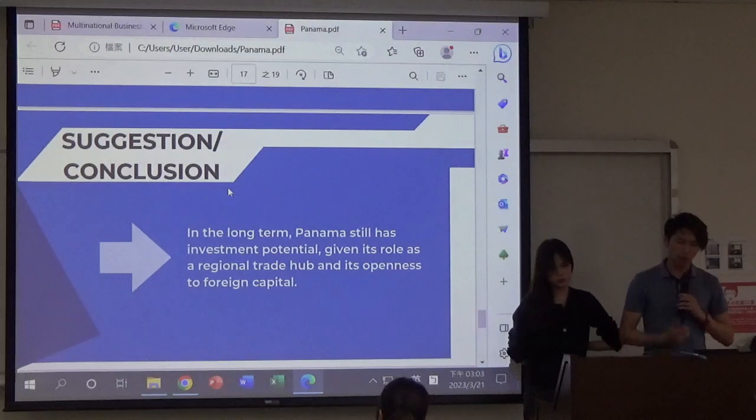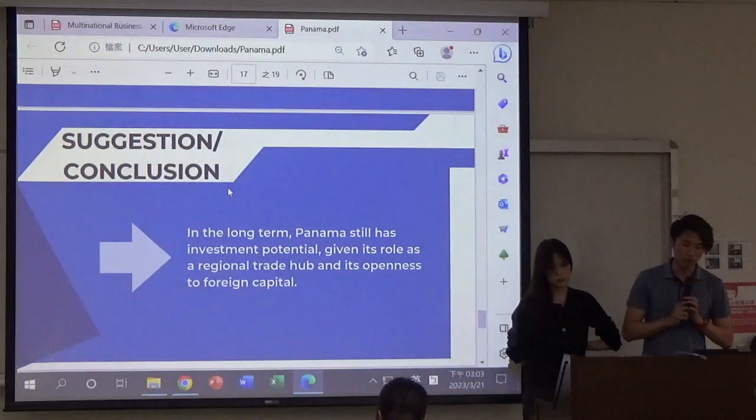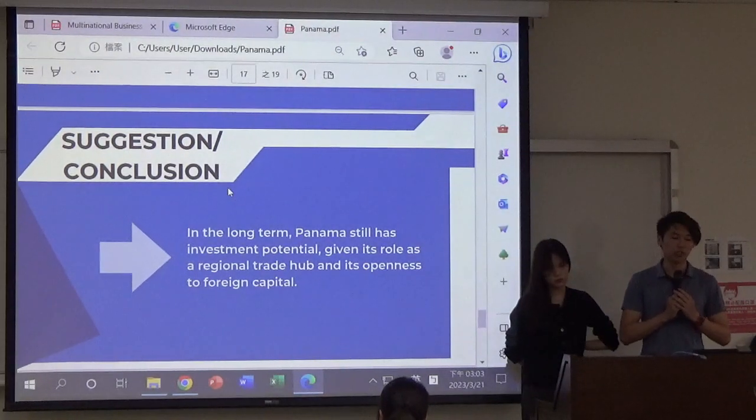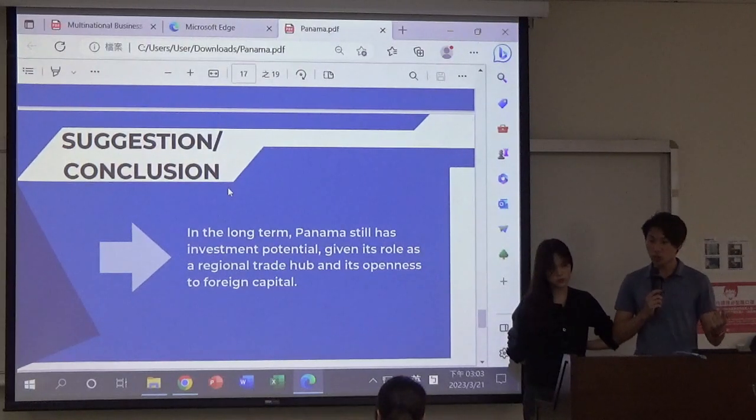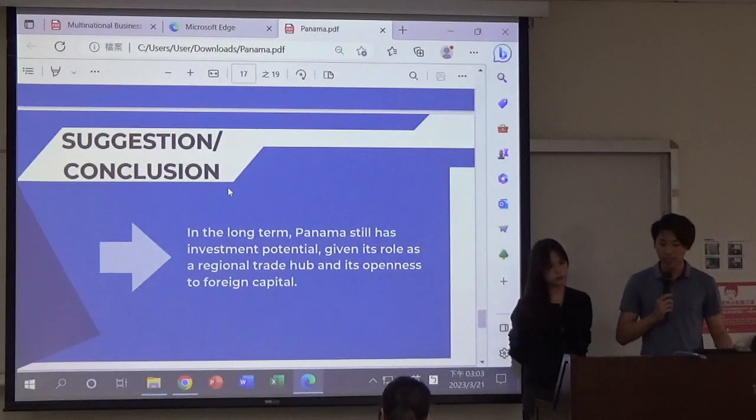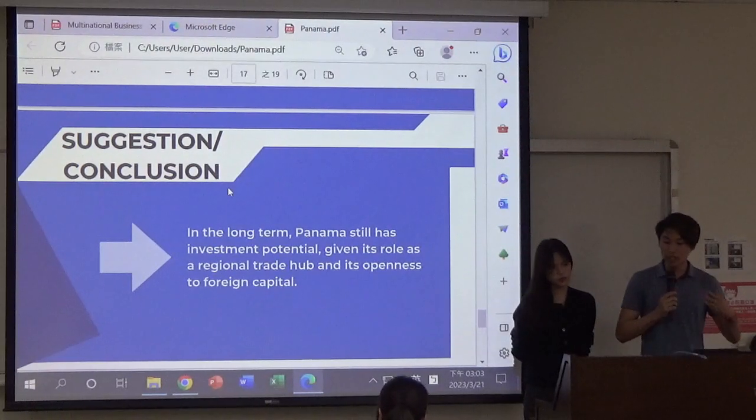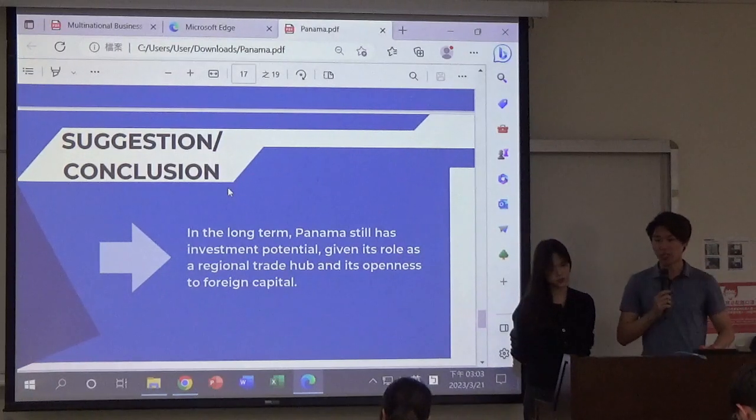So for our overall suggestion, Panama has great potential, looking at its location, looking at its strong legal system and political stability. And so we would hope to further explore the infrastructure related to businesses that would benefit by having their headquarters in Panama and really serving the overall Central America market.